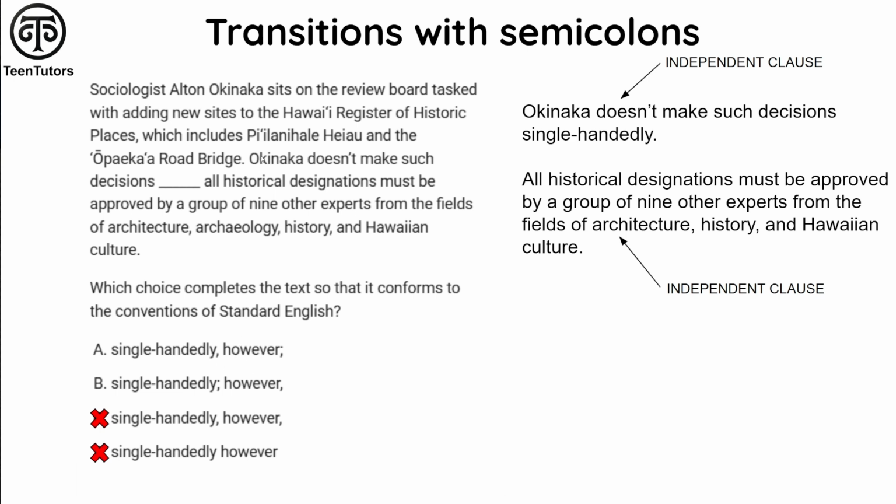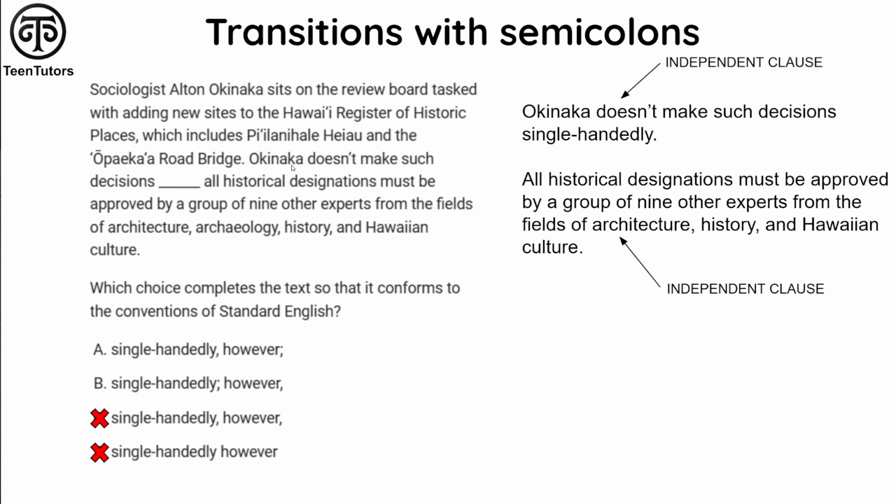So are we showing a contrast to the previous sentence, or is the second clause of the sentence we're looking at showing a contrast to the first part, right? So if we look, the first part of the passage says that this sociologist sits on the review board tasked with adding new sites to the Hawaii Register of Historic Places, which includes these places. And then it says Okinawa doesn't make such decisions single-handedly. And then after that it says all historical designations must be approved by a group of 9 other experts from the fields of architecture, blah, blah, blah, right? So it looks like this second part of the sentence is agreeing with the first part. It is not disagreeing. And we would use however if it's disagreeing, right?